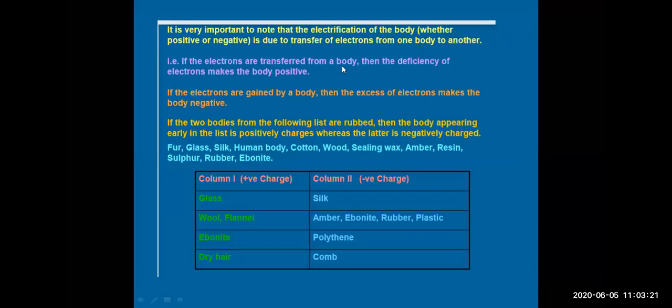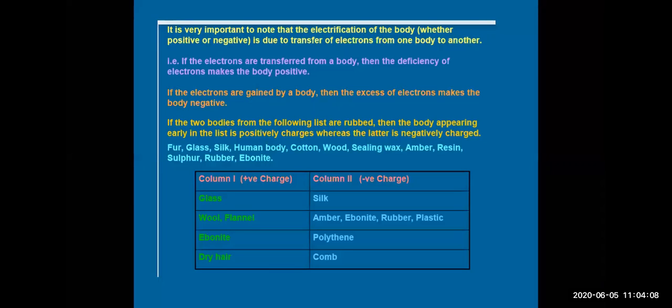If electrons are transferred from a body, then the deficiency of electrons makes the body positive. If you remove all the negative charges, automatically that body will become positively charged. If electrons are gained by a body, then excess of electrons makes the body negative. If there are more negative charges, automatically the object will become negative. If two bodies from the following list are rubbed, then the body appearing early in the list is positively charged, whereas the one appearing later will be negatively charged. So we will take a few examples. This is for your 1 mark questions, what you have to keep in mind.